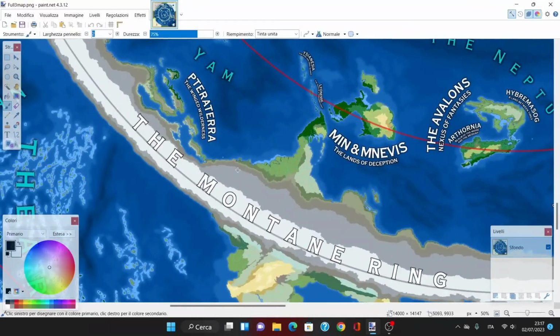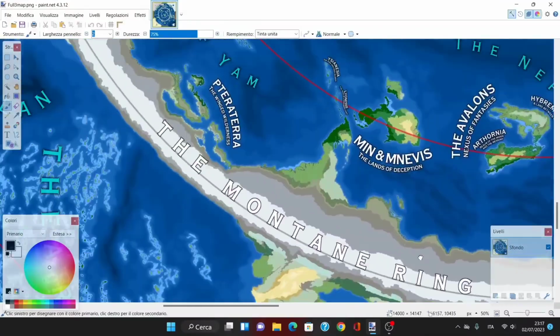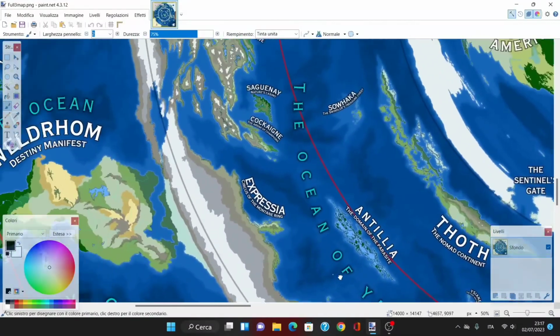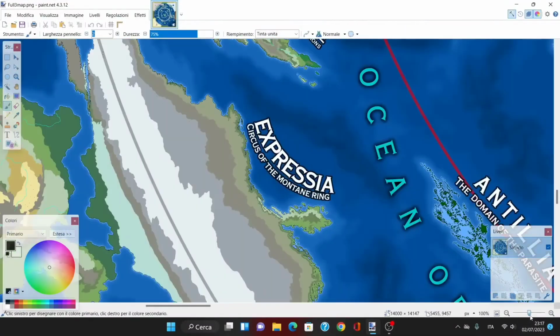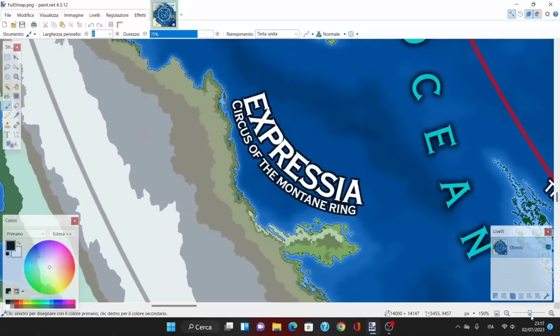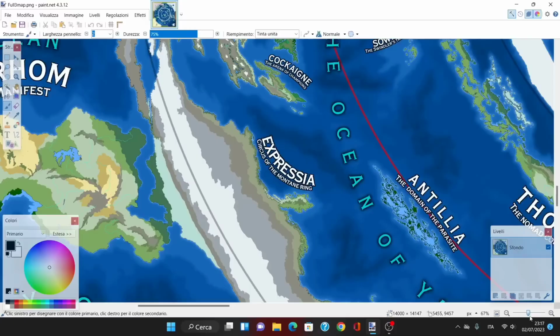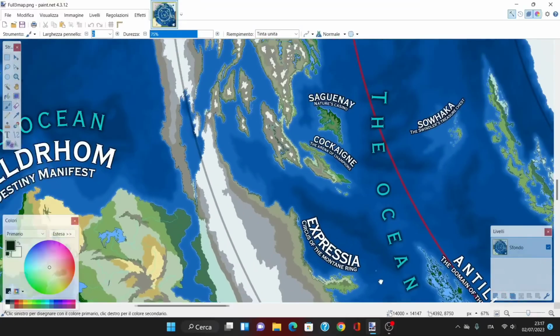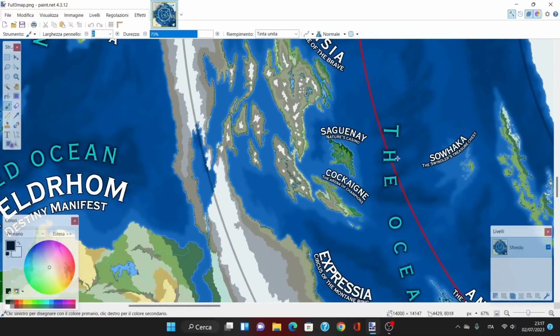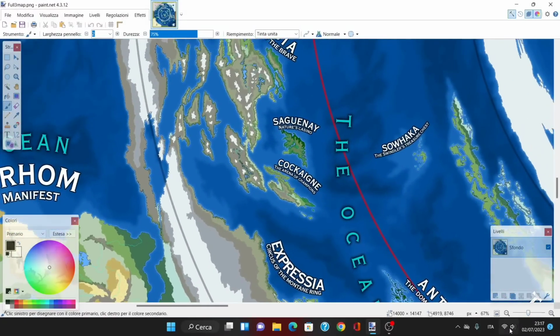It feels like I should pronounce it like Mountain Ring, but it doesn't really feel right, does it? Also, we have other places here, like we didn't mention the Expressia continent, Circus of the Mountain Ring. So mountain, yeah, I suppose mountain. I'm going to pronounce it mountain, kind of like mountain, but a bit different.